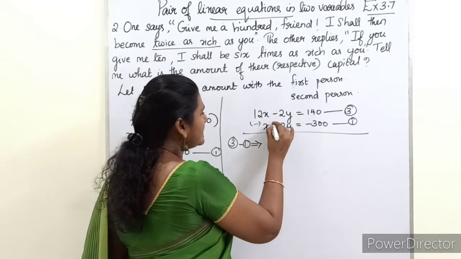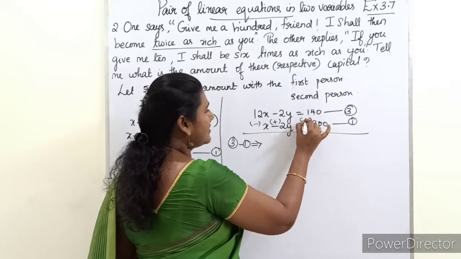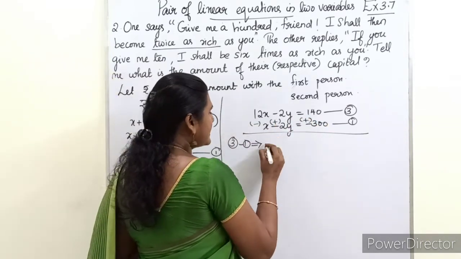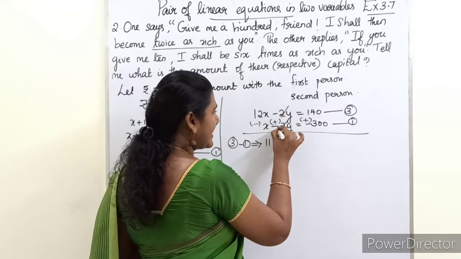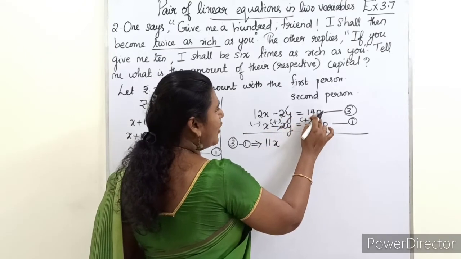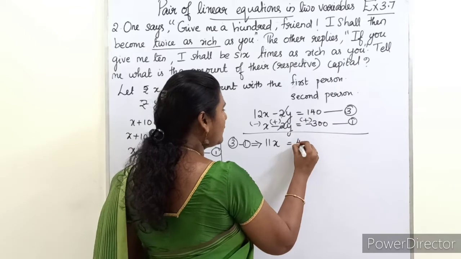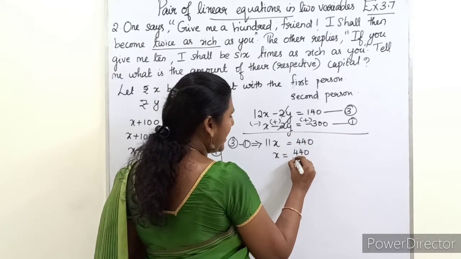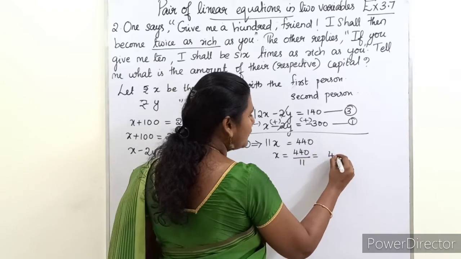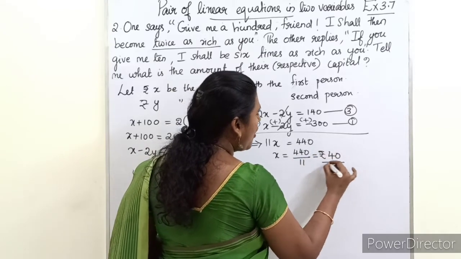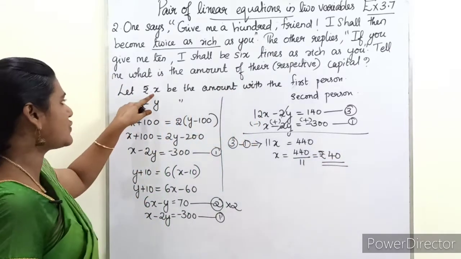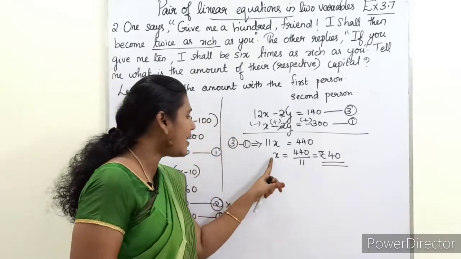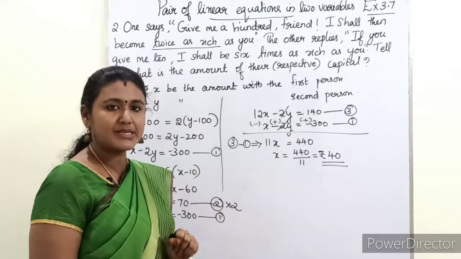So I will change the sign of each term of the second equation. So 12x minus x is 11x. These two will get cancelled. So 140 plus 300 is equal to 440. So x is equal to 440 by 11, which is equal to 40. So actually x is the amount with the first person. So we got the amount with the first person as rupees 40.